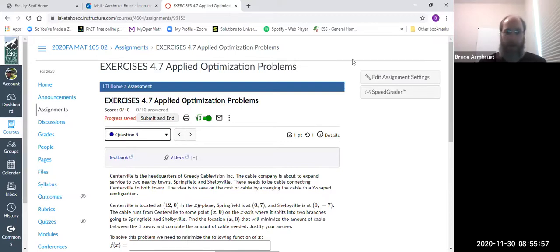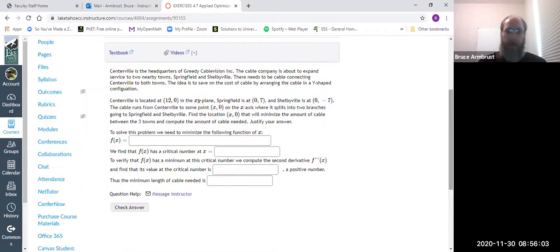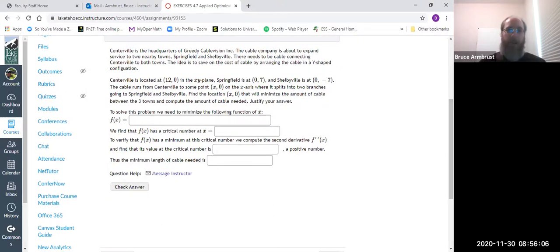Notice that it does have a couple of pieces to this question. It says to solve this problem, we need to minimize the following function of x. We find that f of x has a critical number at a given value. Verify f of x has a minimum: compute the second derivative and find its value at the critical number. Basically they're walking us through the steps. Find the thing we're optimizing. Find the critical numbers by differentiating, checking for 0 and undefined. Check the second derivative at that location to make sure it is a minimum, and then figure out what the minimum is.